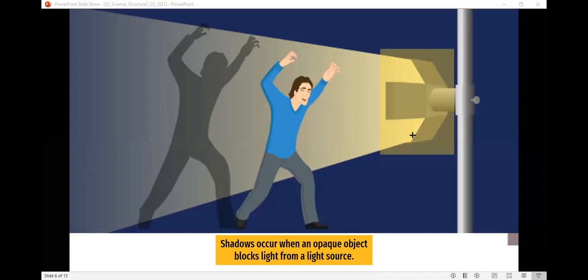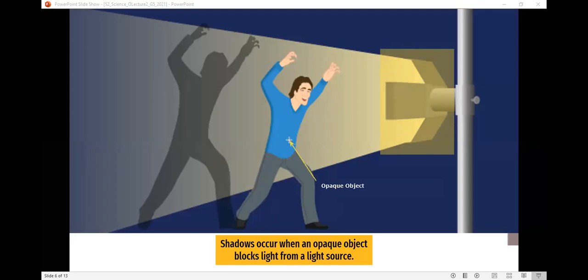Who is the opaque object in this case? The man. Here is the opaque object. It's the man right here.